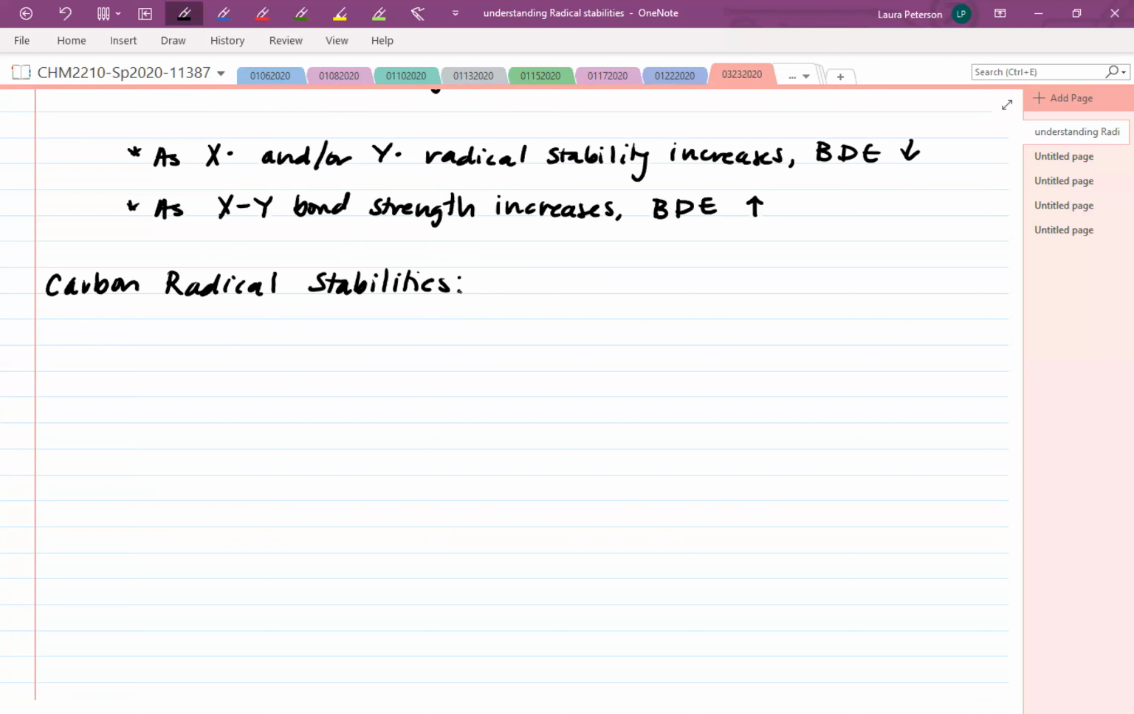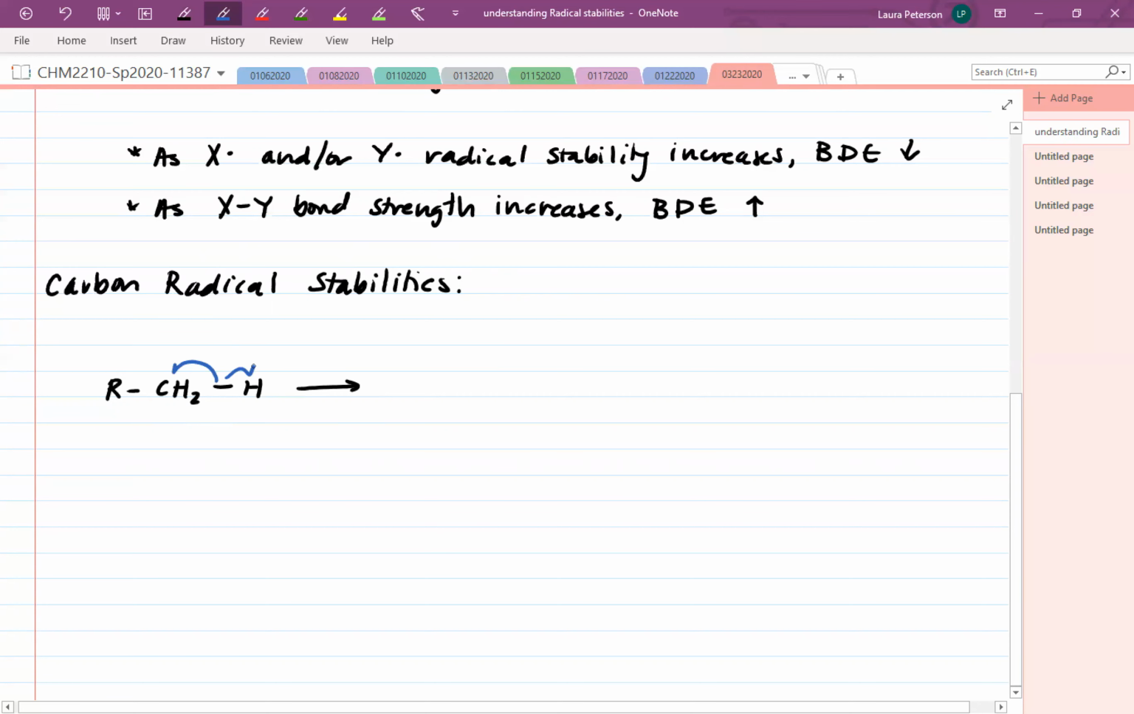First, let's look at the formation of a primary radical. We're going to homolytically cleave that carbon-hydrogen bond. This is going to give us a primary radical and an H radical. It's primary because the carbon that bears the radical is bound to one other carbon. Here we're assuming that the R group cannot be a hydrogen, but is instead a carbon. So this one would be primary.